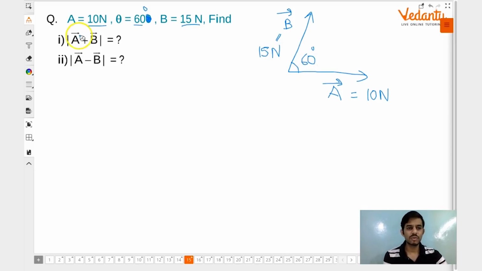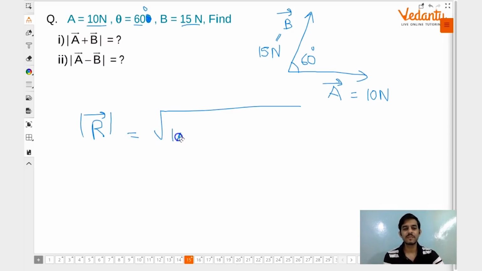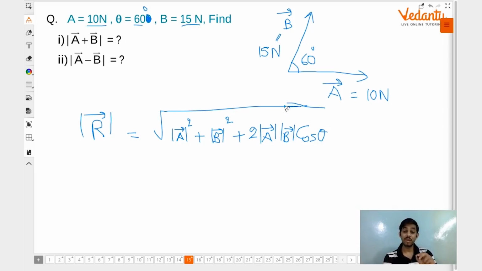So mod of A plus B, guys, we have a direct formula. Mod A mod B cos theta. Guys, there's a reason I am writing this formula again and again, because this formula is very important. You should memorize it. Therefore, I am trying to write it again and again. Read it again and again, write it again and again, it should be memorized. Okay, let's solve.